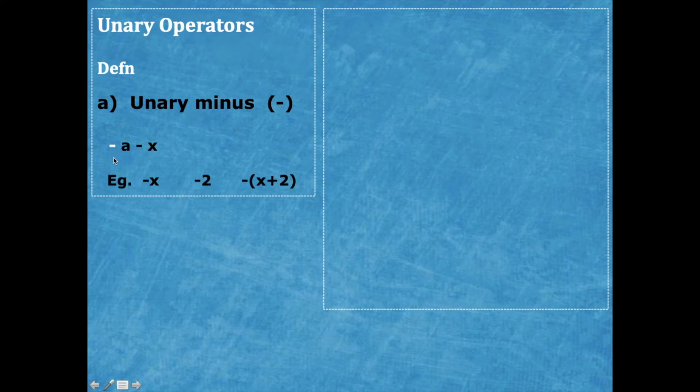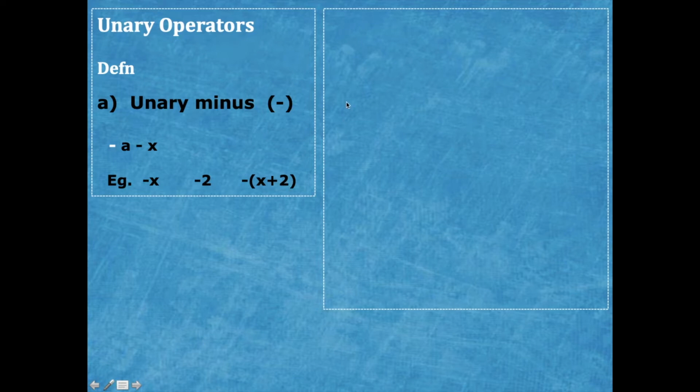So few more examples of unary minus are these. See, here it acts on X, it acts on 2, and here it acts on X plus 2. The unary minus operator negates the value of its operand. So if you talk about this particular expression, over here you cannot say that the unary minus operator works on x and 2 individually. It acts on entire x plus 2, that means only on one operand, and it negates the value of x plus 2.